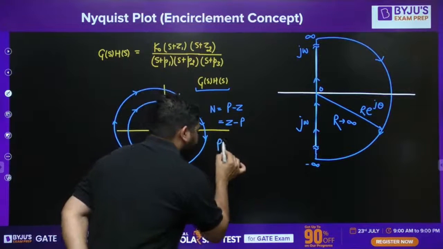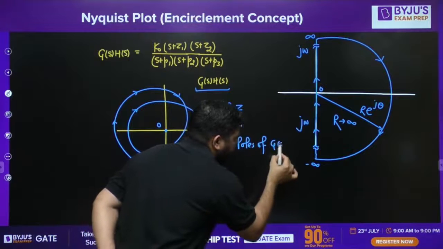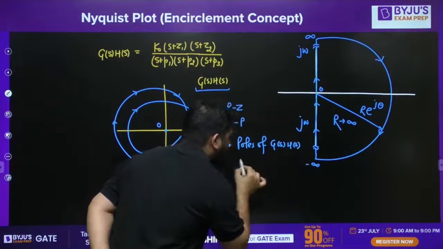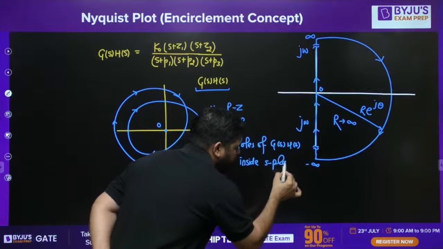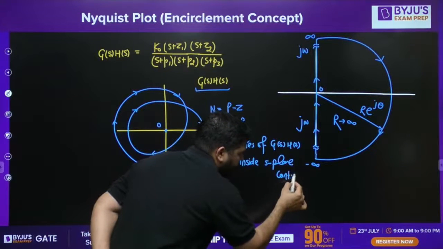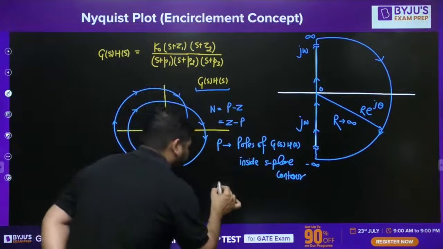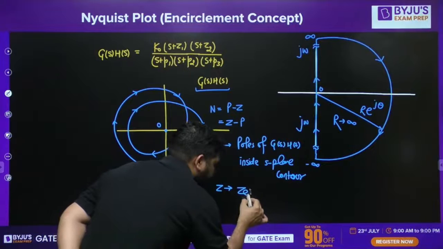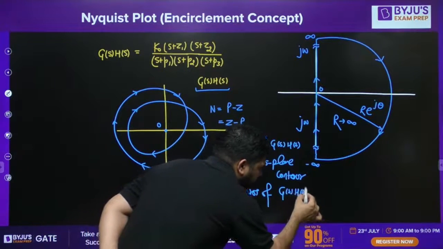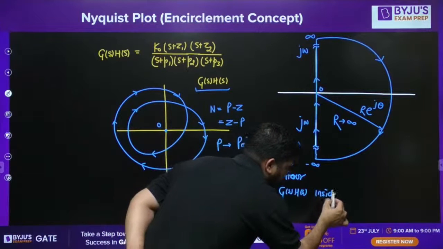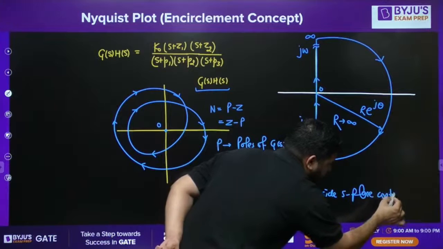P is the poles of G(s)H(s) inside the S-plane contour, and Z is the zeros of G(s)H(s) inside the S-plane contour.